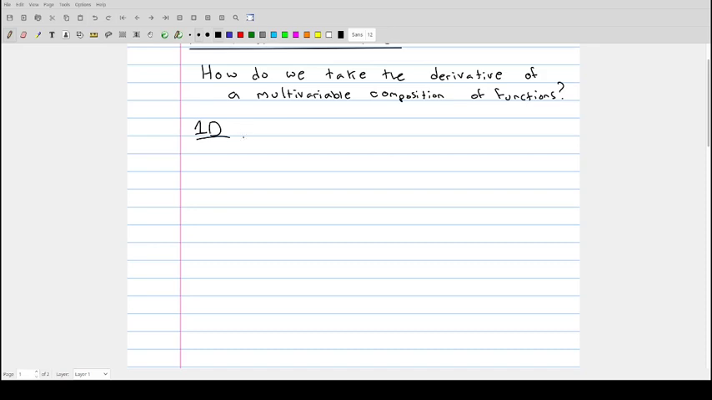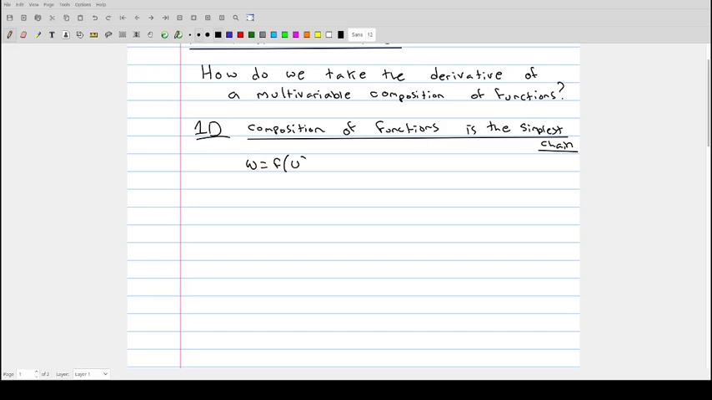So you'll remember from your 1D calculus class that a 1D chain of functions, or composition of functions, is the simplest possible chain. So let's suppose we have that W is the output of one function, which is a function of some variable U. And we'll also suppose that U is equal to some other function, G of X.